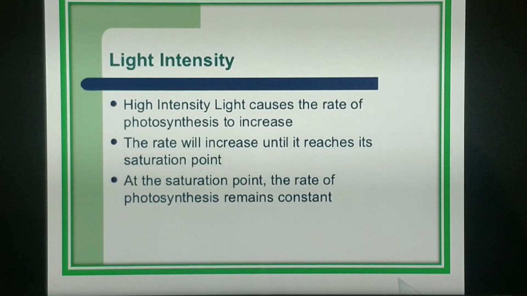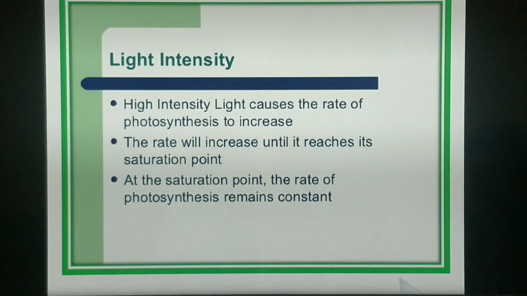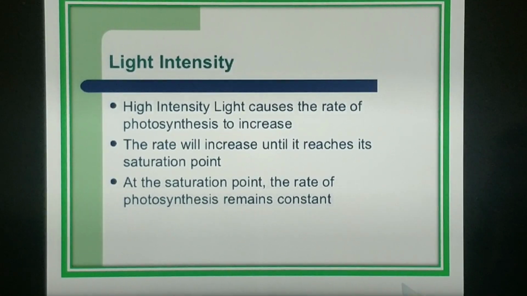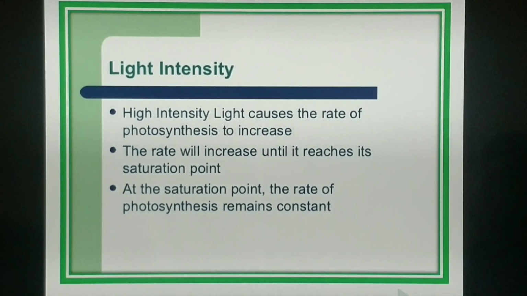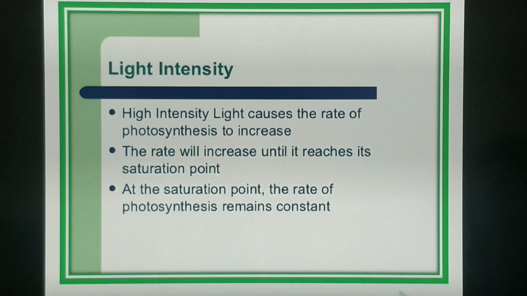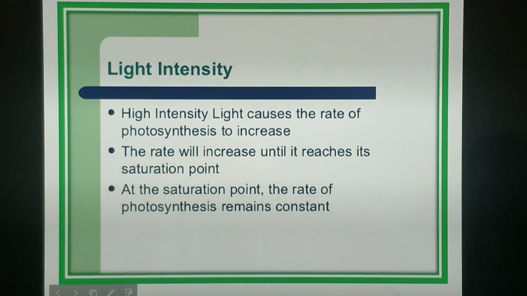High intensity light causes the rate of photosynthesis to increase. The rate will increase until it reaches its saturation point. Saturation means beyond which it will not increase. At the saturation point, the rate of photosynthesis remains constant.